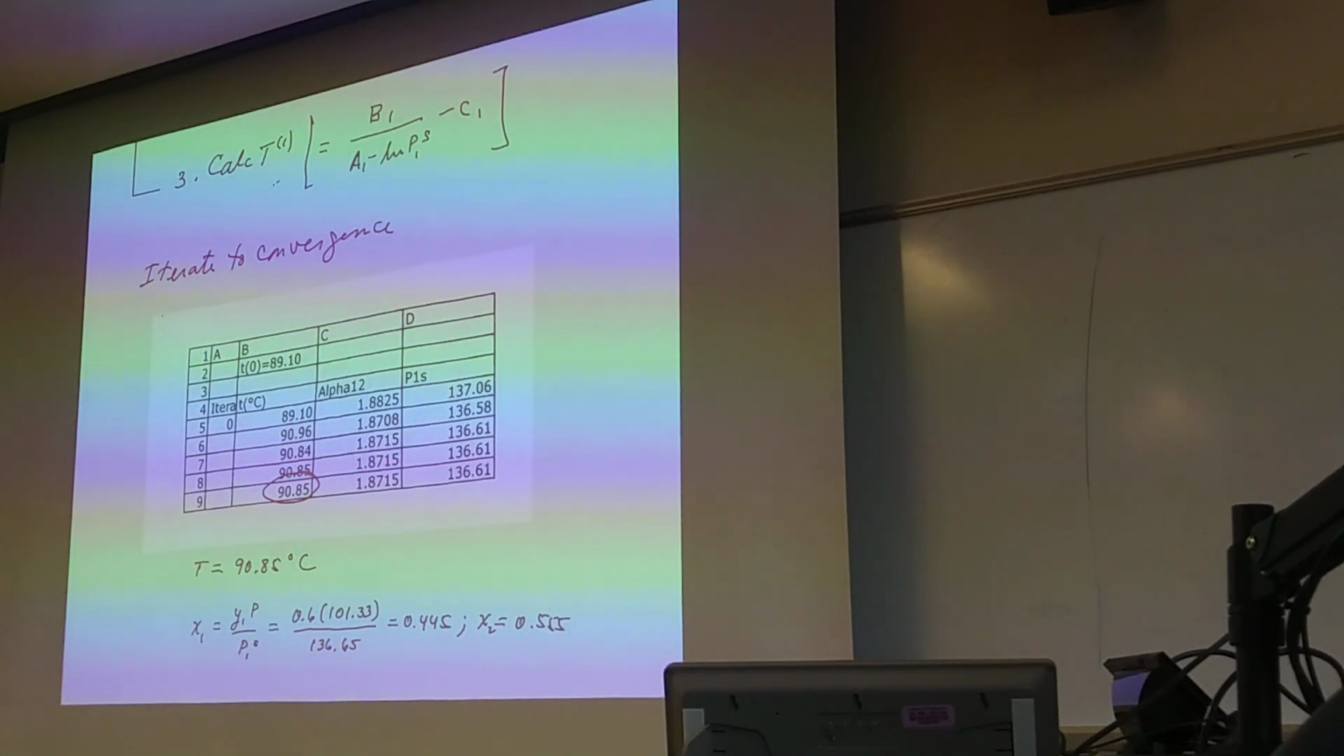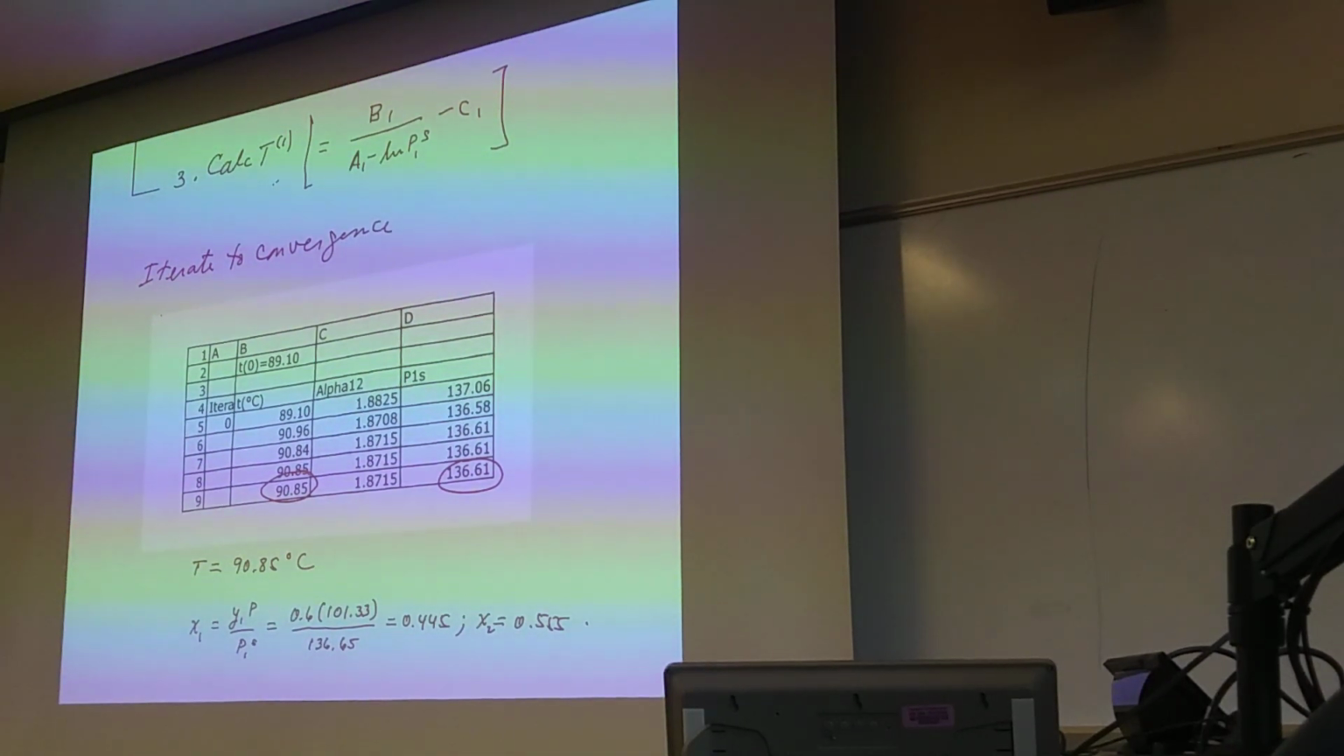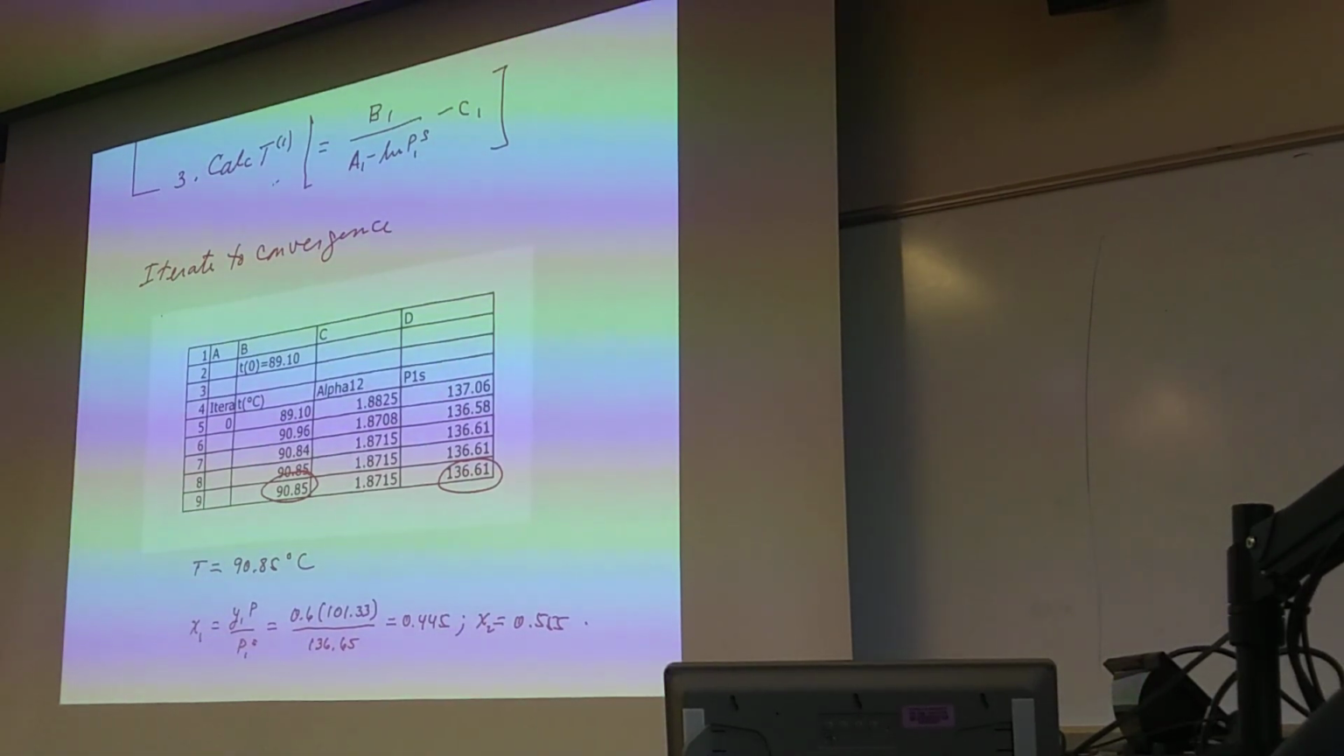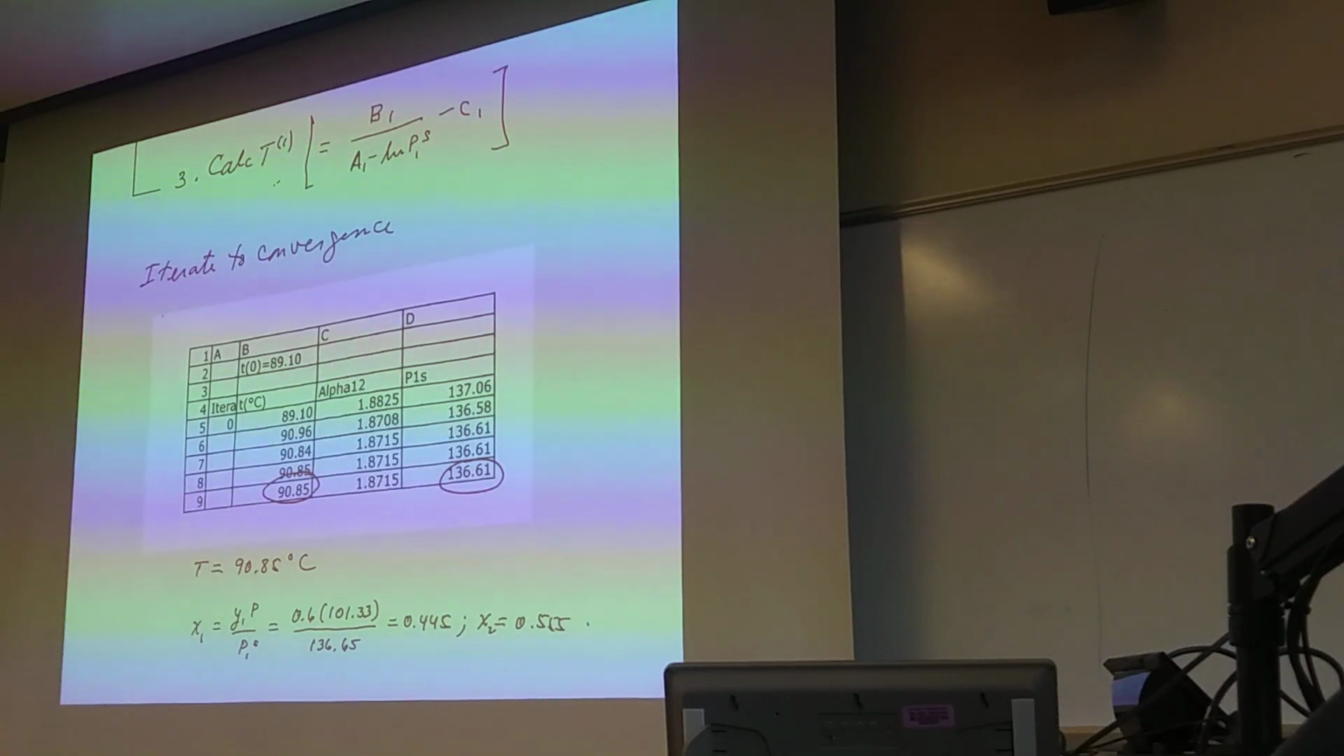And then we wanted the liquid composition as well. So I can write the equilibrium expression for X1, for example, Y1P over P1S. I've got P1S here already, so I can just plug that in and calculate that as 0.445. And of course, then the other mole fraction is just 1 minus that, or 0.555. So pretty straightforward. So I hope everyone is comfortable with doing this sort of thing.